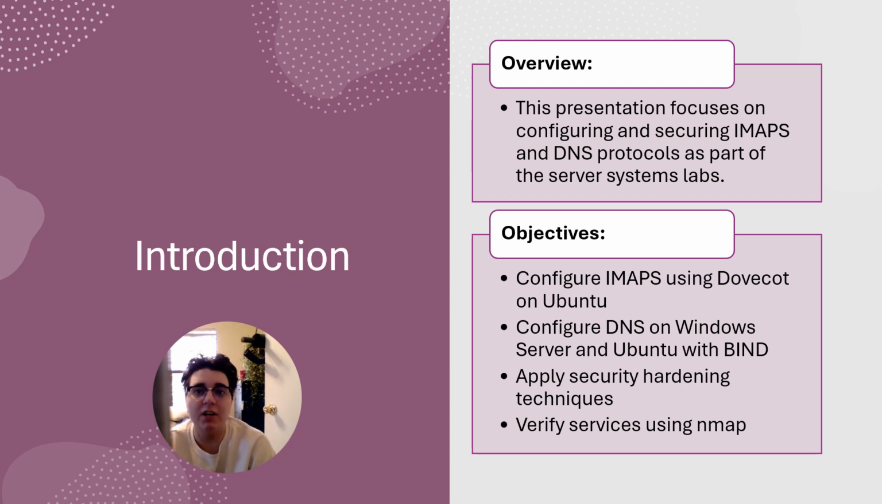In this presentation, I'll cover the configuration of IMAPS and DNS services across different server platforms. I'll also explain security hardening practices for each and how to verify the services are running properly. By the end of this presentation, you'll have a solid understanding of both protocols and how to secure them. Now let's start with IMAPS.